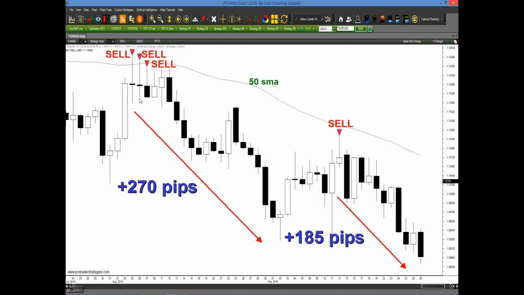Well, we apply the 50 period along with our strategy buy and sell arrows, and we see that we had a number of sells right at the top of this bounce that could have potentially captured 270 pips. Then we have another bounce, and right at the top of this one, we have another sell signal that could have potentially captured 185 pips coming into October. All right, that's a daily chart of the euro dollar.